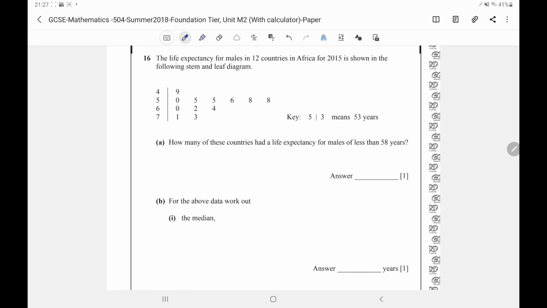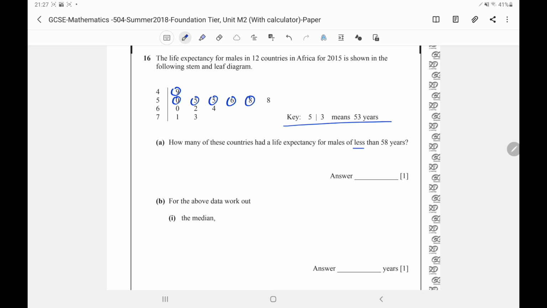Question 16 is a stem and leaf diagram. The life expectancy for males in 12 countries in Africa for 2015 is shown in a stem and leaf diagram. The key is really important here. 5 line 3 means 53 years. Now, how many of these countries had a life expectancy for males of less than 58 years? So this particular country was 49. This one was 50. 55, 55, 56, 58.